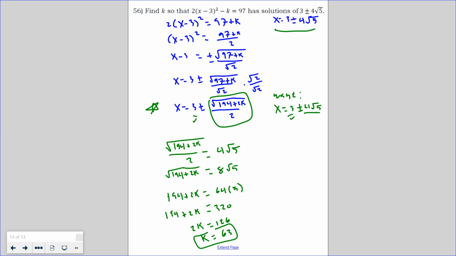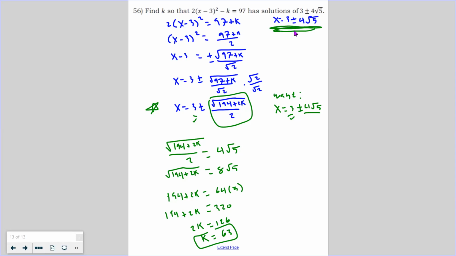All right. So for number 56, and you'll see this a lot with a lot of problems in math, there's never really a clear-cut way to solve it, or a lot of times you'll get a problem where you don't really know where to start or where to go. So this is one of those problems where I'm told that 2 times (x minus 3) squared minus k equals 97, and that I know for sure that the solution to that quadratic is 3 plus or minus 4 root 5. So I know for sure x has to equal 3 plus or minus 4 root 5.